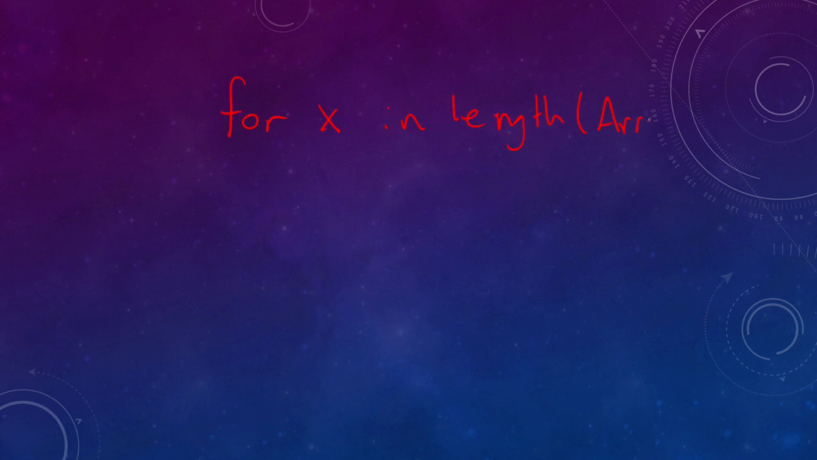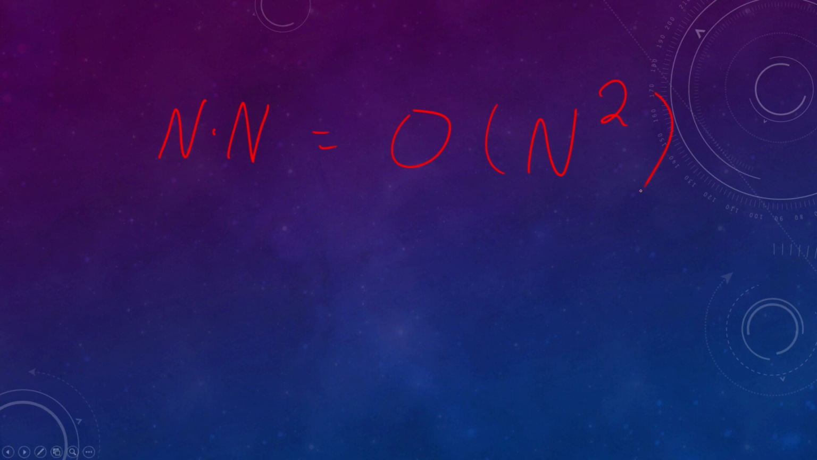Another example would be the case of a nested for loop, where each for loop goes through the entire array. In this case, the inner for loop is going to be executed n times, and each time it itself will execute n times. Or in other words, there will be n times n operations. So in this situation, our big O notation will be O of n times n, or O of n squared.